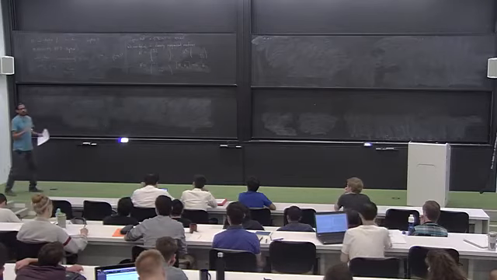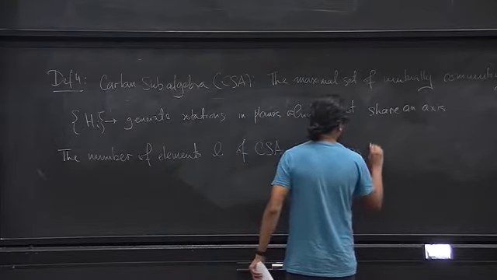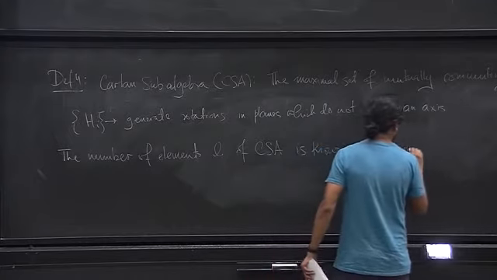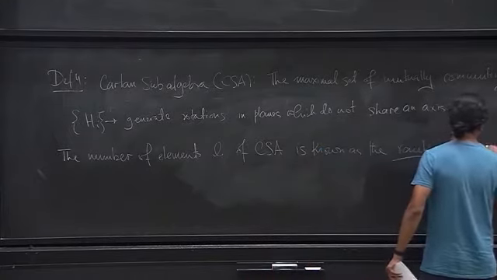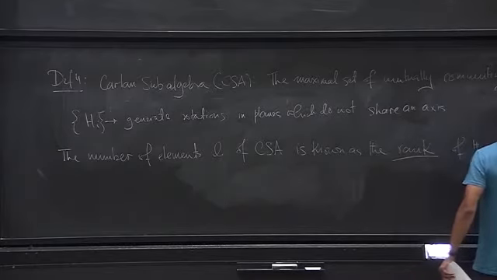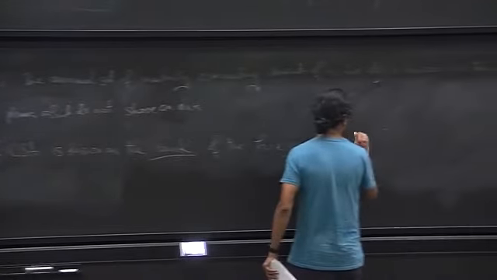Now, the number of elements L of the Cartan subalgebra is known as the rank of the Lie group or the Lie algebra.